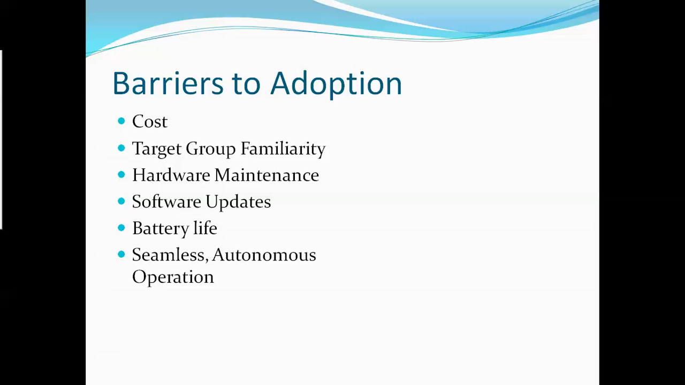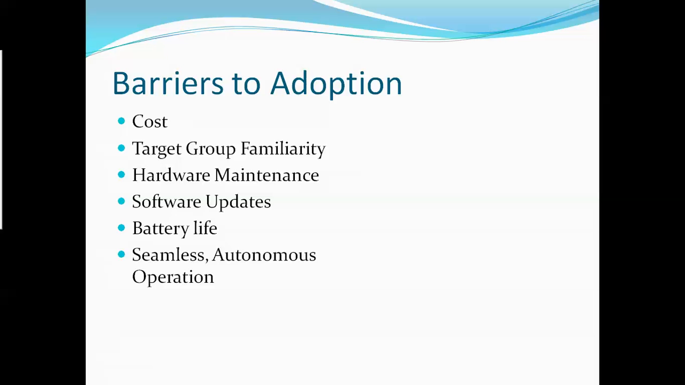Finishing up here with some barriers to adoption. One is cost. Cost is always going to be key in adopting new technology. Then you're looking at target group familiarity. What group are you targeting? Are they going to be familiar with the technology? Can they use it? Do you have to educate them on it? Are they going to be able to troubleshoot it? If something goes wrong, do they have to come back to the hospital or the clinic to have it fixed?